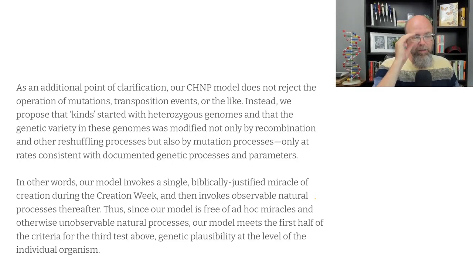But let's read this last little bit. In other words, our model invokes a single biblically justified miracle, the miracle being creation of heterozygosity. Invokes means we necessarily need this, even though we aren't told by the Bible it's there. This is something we can import into the Bible and say this must have happened, that there was a biblical miracle at creation during the creation week. And then what do we do? We invoke observable natural processes thereafter.